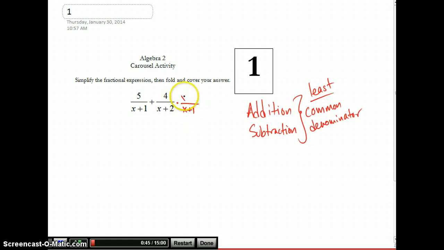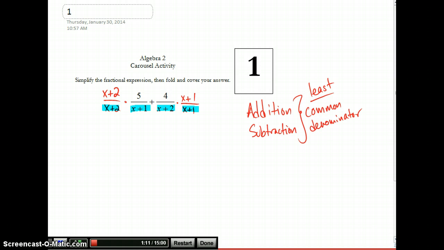Specifically, we want to multiply by whatever one fraction has that the other one is missing. So the fraction on the left here has x plus 1. We multiply by x plus 2 so that it has the same denominator in the end. And whatever you do to the denominator of the problem, you also want to do to the numerator. So if we look, we can see that we have a denominator of x plus 1 times x plus 2, x plus 1 times x plus 2 in each case.